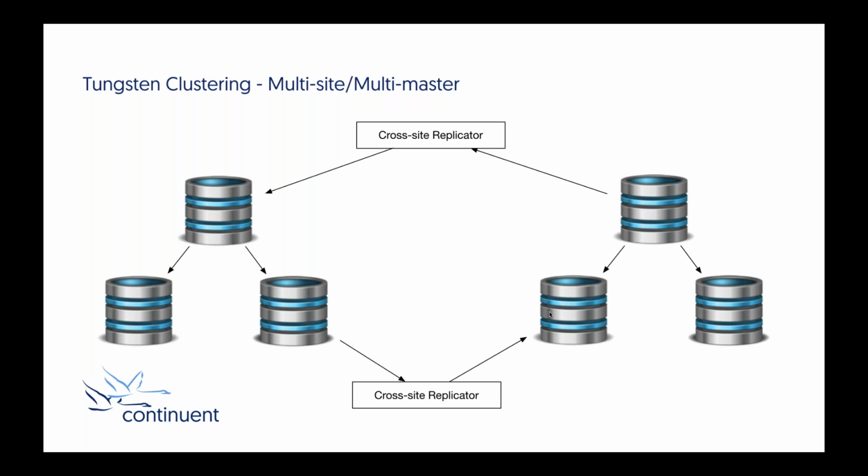The replicator is slightly intelligent, so we make sure that you don't loop: you insert data into East, it goes to West, and it doesn't come back and go round. We handle all of that for you. But most importantly, because we're replicating the data from East to West and West to East, and it's operating with multi-master functionality, you get two independent clusters, and those two independent clusters are managing the entire process for you, right?